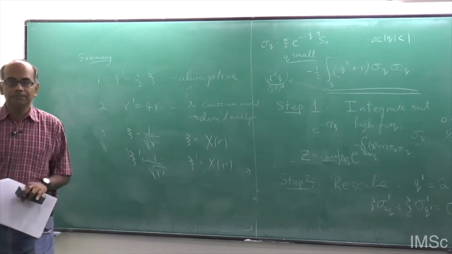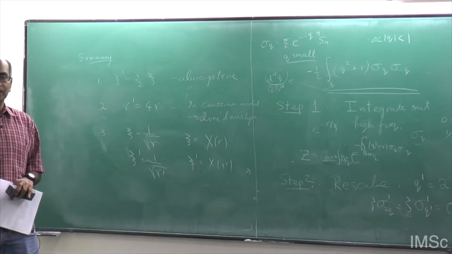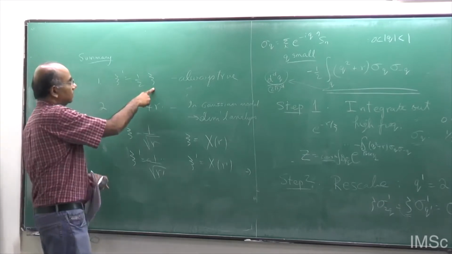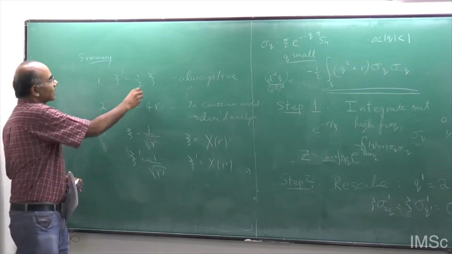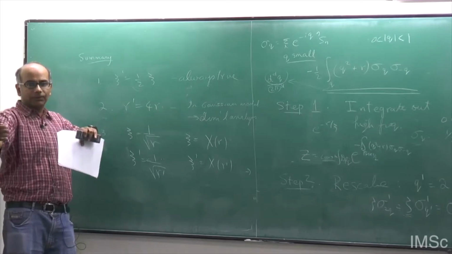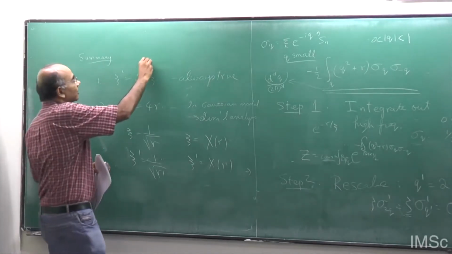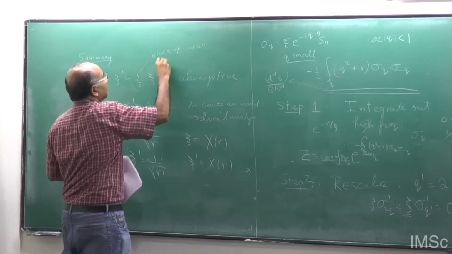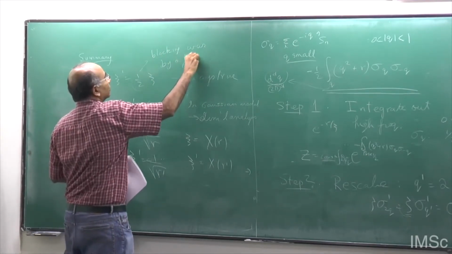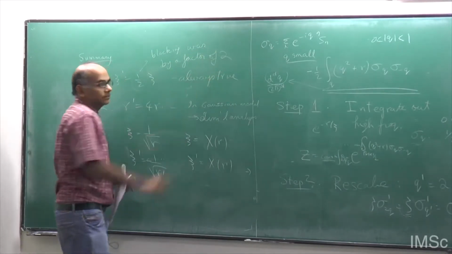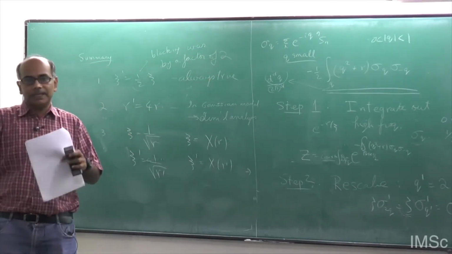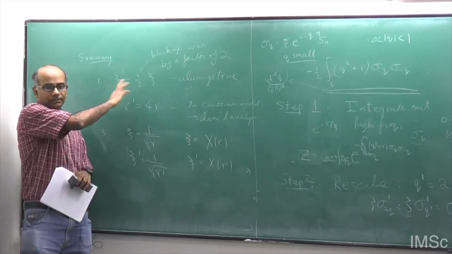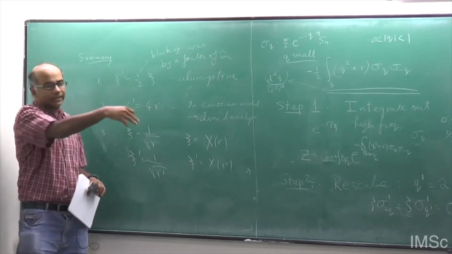Yes? This one. No. This half is because we did a blocking by a factor of 2. So this half came because blocking was by a factor of 2 in length. So all your length units change by a factor of 2. That's why if you blocked by a factor of 3, this would have been 1/3. But other than that, it doesn't depend on any dynamics of the model.